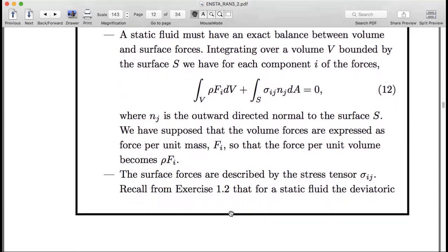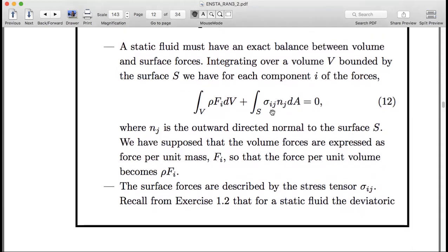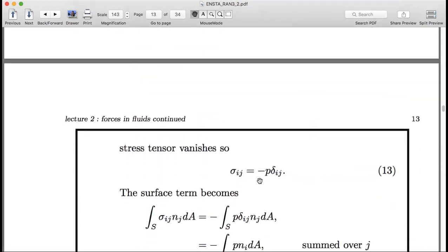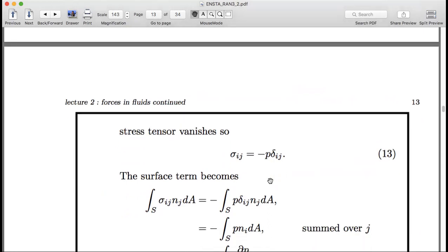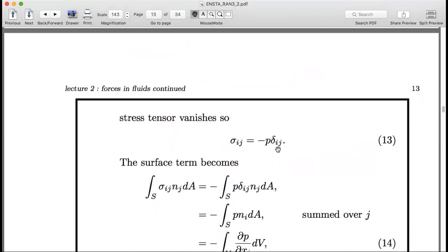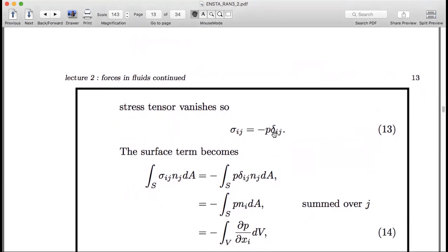So remember, we said that now we're keeping things simple and starting with a static fluid. So we know what this sigma ij is, right? That's the thing we worked out before the break. It was just minus p along the diagonal of that 3x3 tensor or matrix, and 0 elsewhere. That's clear from the meaning of this.